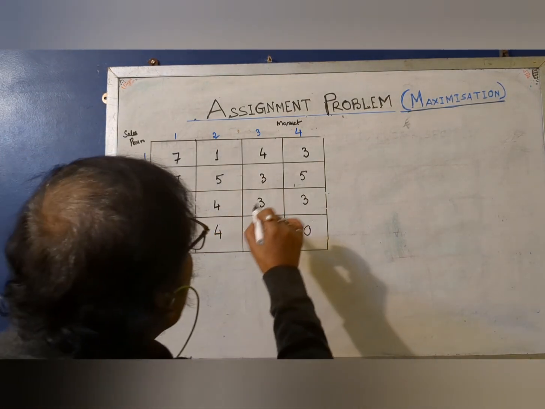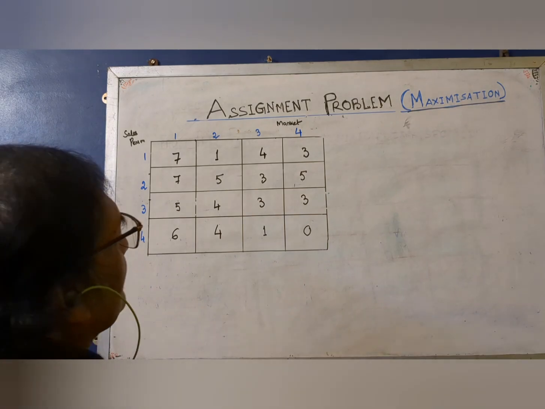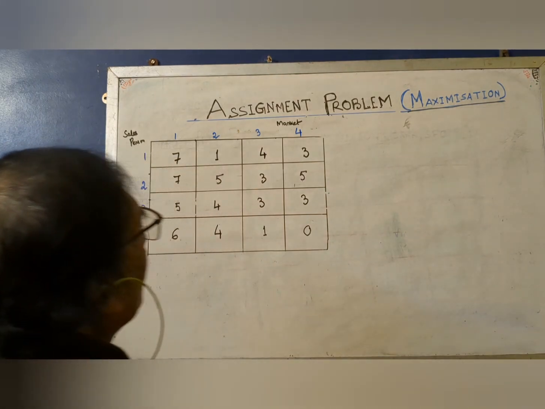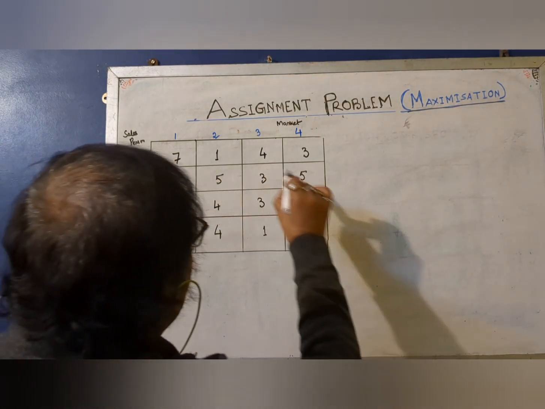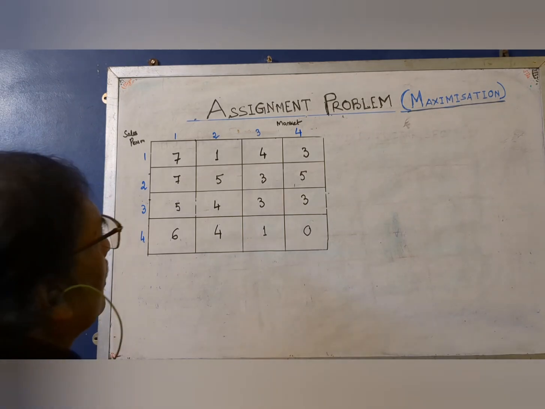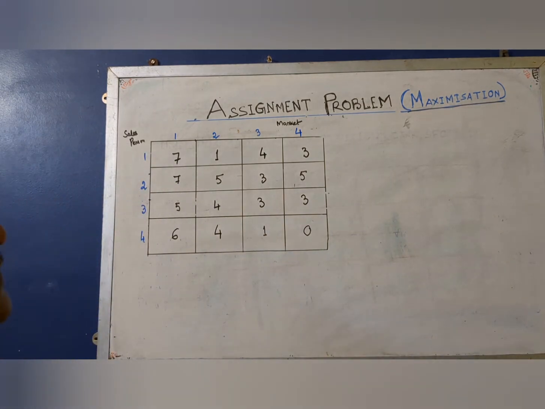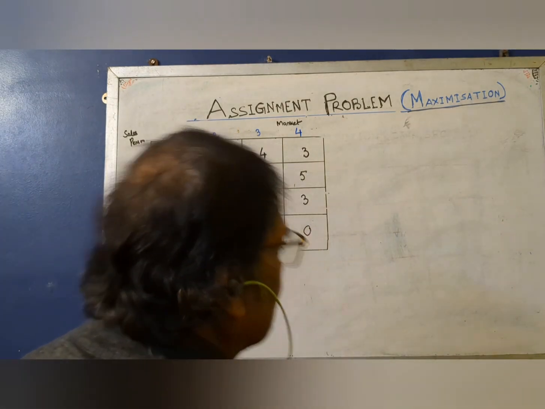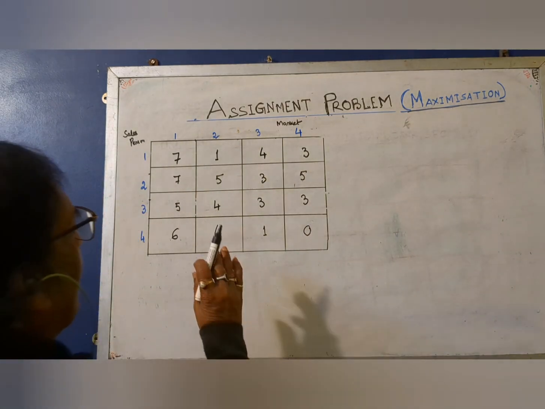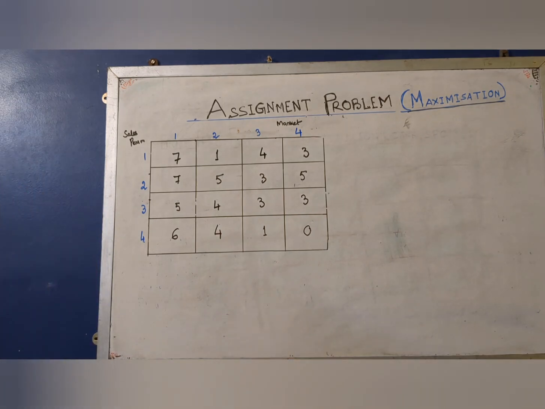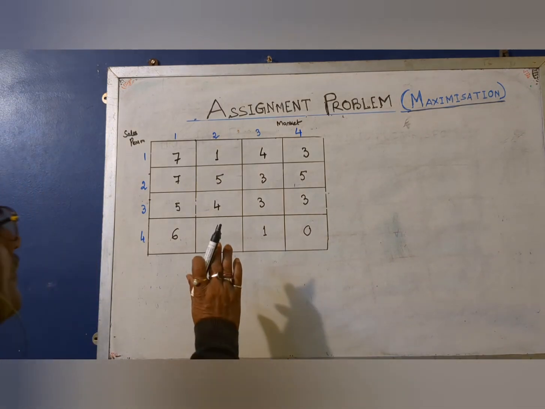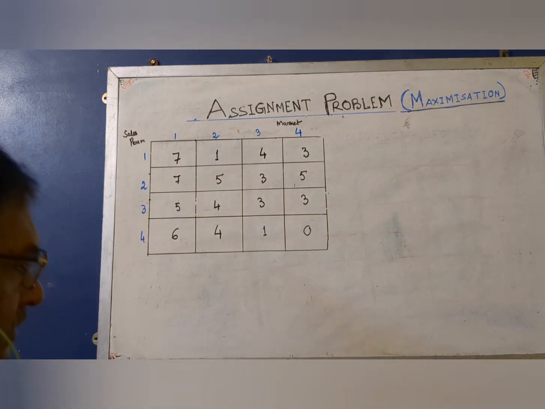Actually, this is the opportunity loss, you can say. By subtracting all the elements from the highest element, you have drawn an opportunity loss matrix. And if you minimize the opportunity loss, it will automatically maximize the profit. That is the concept. Now we'll apply the Hungarian method for solving the assignment problem on this matrix, step by step, to solve this problem.